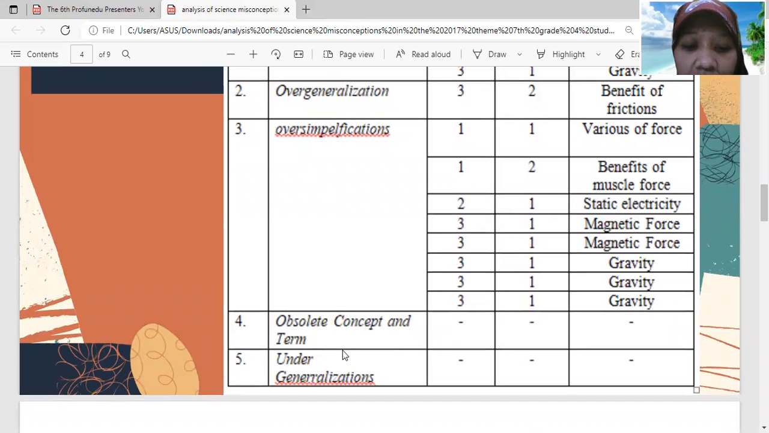They are not found in the obsolete concept and term, and also undergeneralization category misconception in this book.